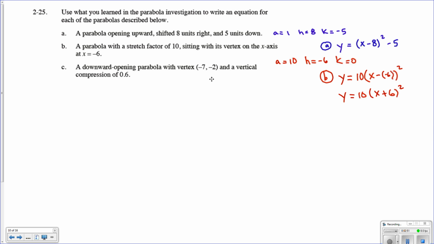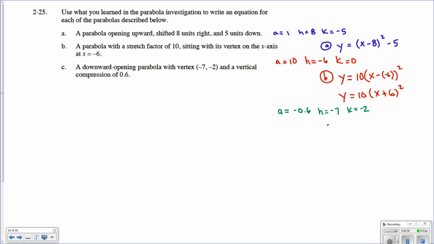So let's go one more here. Let's go to letter C. It says a downward opening parabola with a vertex at -7, -2, and a vertical compression of 0.6. So our vertical compression is 0.6, and it's opening down, which means that A has to be -0.6. Since our vertex is -7, -2, that means that H equals -7, and that K equals -2.